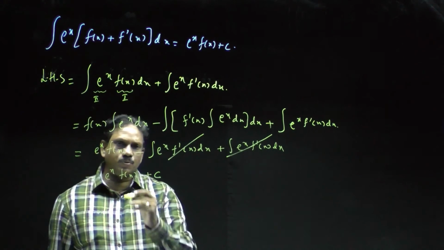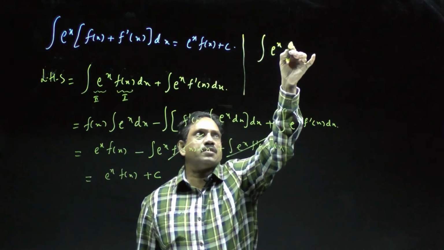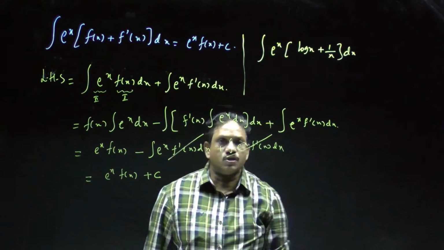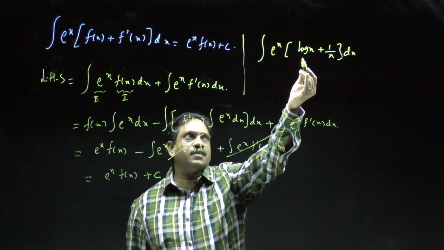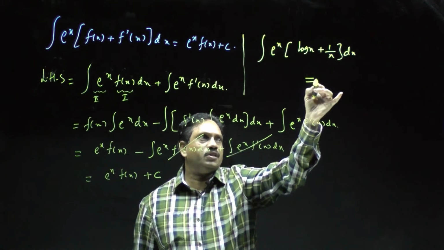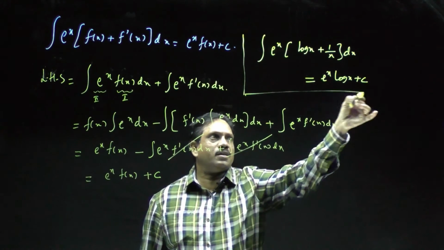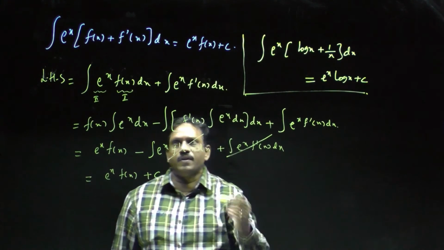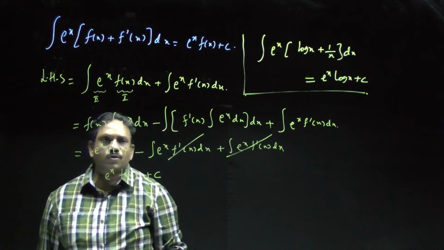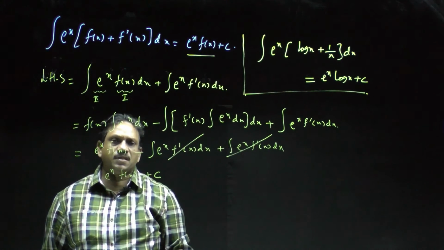Let us take one example to discuss this. A small example I will give you. Evaluate integral e^x (log x plus 1/x) dx. Students, you observe that log x is f(x), and the derivative of log x is 1/x. So clearly it is in this form. The answer is e^x log x plus c. Like that, you can deal with problems whenever the exponential is multiplied by a function plus its derivative. The answer is simple: e^x into f(x) plus c.